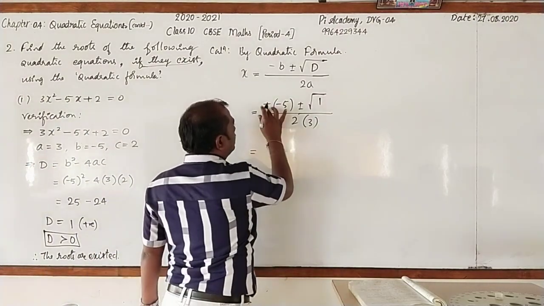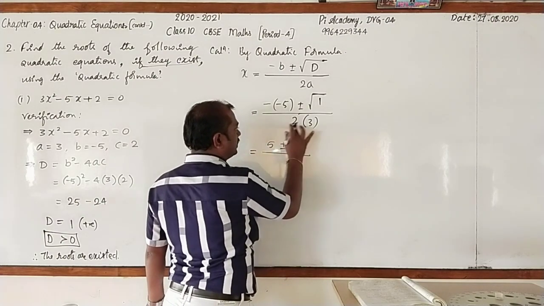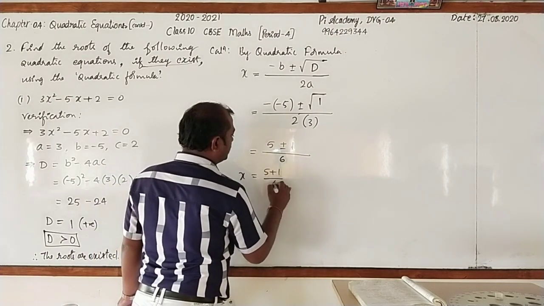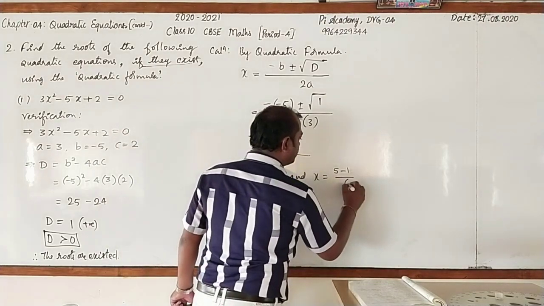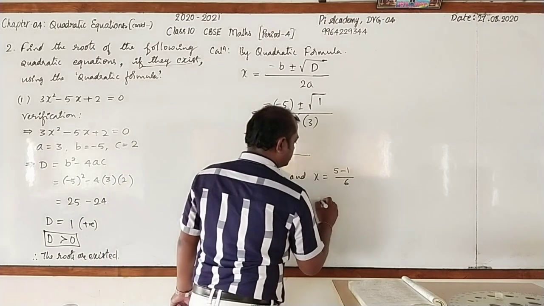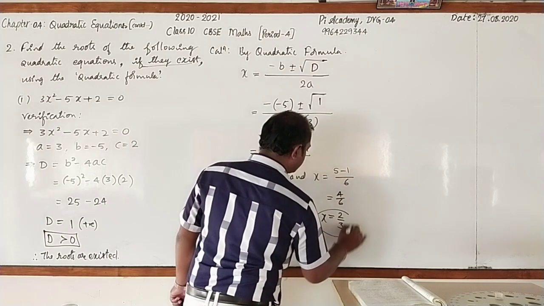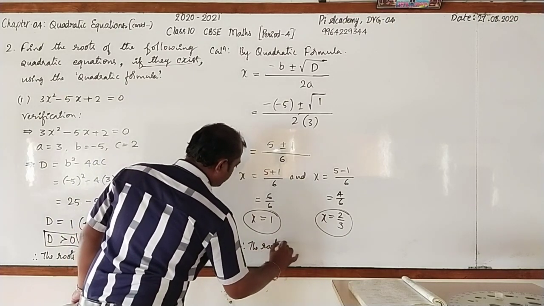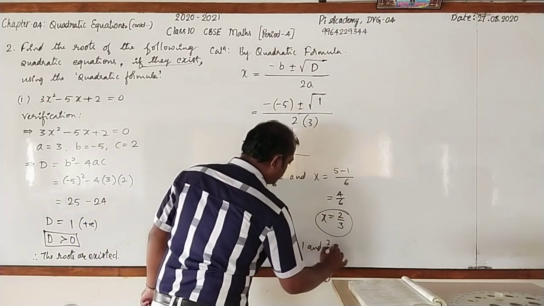This is equal to minus into minus 5 plus or minus square root of 1 is 1 divided by 2 3s are 6. X is equal to 5 plus 1 by 6 and x equal to 5 minus 1 by 6. It is 6 by 6 is 1. It is 5 minus 1 is 4 by 6. This is 2 by 3. X equal to 2 by 3. Conclusion. Therefore, the roots are 1 and 2 by 3.